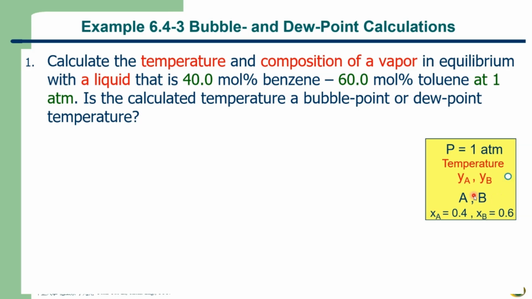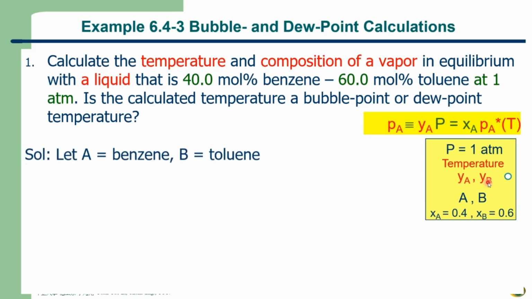So because we only have two species, that means YA and YB. So YB can be 1 minus YA, right? So actually you only have two unknowns: temperature, and YA or YB. So how can you do that?